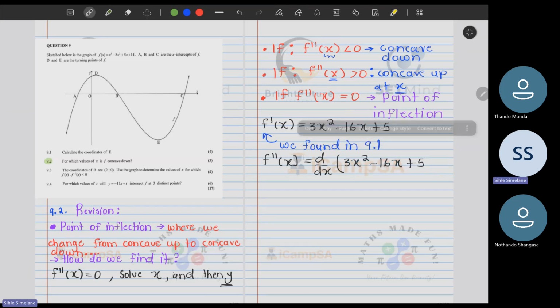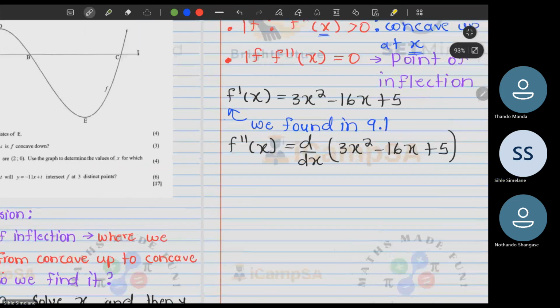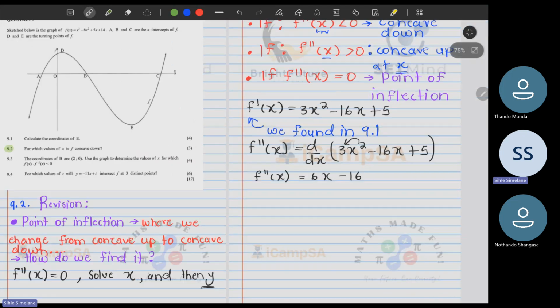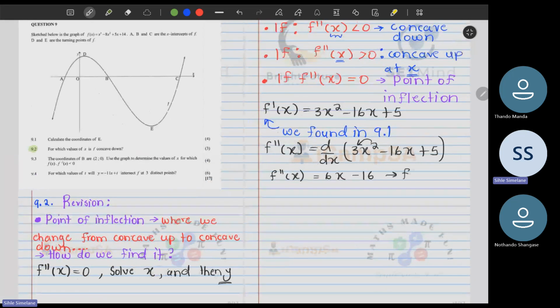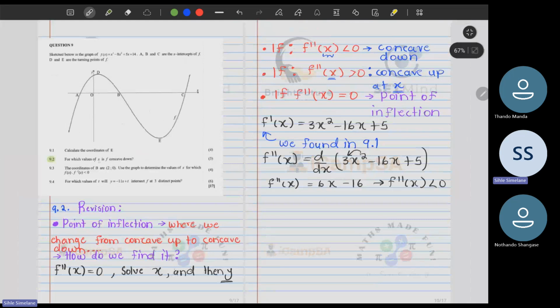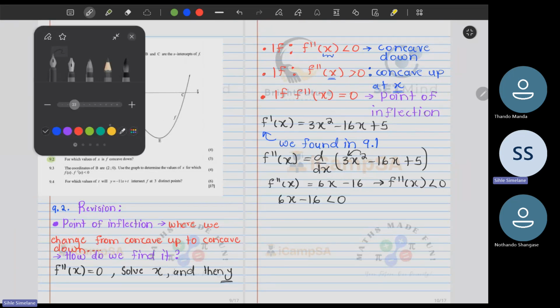And again, we are going to use the power rule, guys. So if you look carefully, we'll take down the 2 so that it becomes a 6. Then we subtract the 1 from the 2. We are left with x. Then this becomes minus 16. So this becomes our second derivative. Now we need to figure out when our second derivative is less than 0, for which x values, because that is what they're asking us there. So we take 6x minus 16 and say it is less than 0.